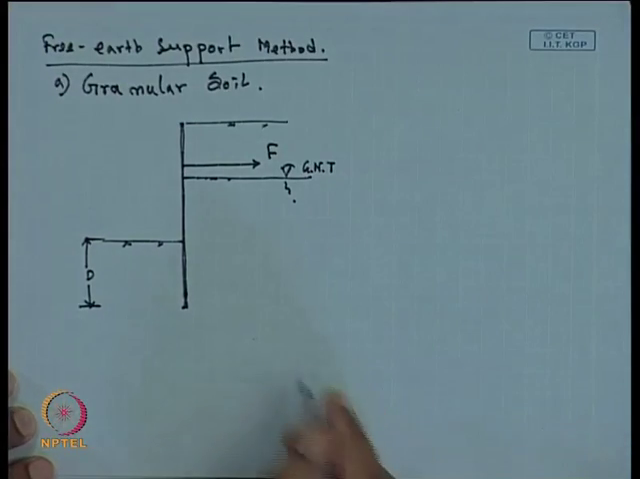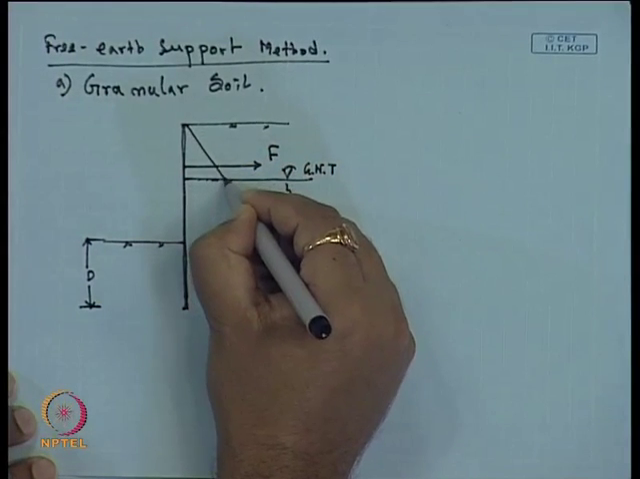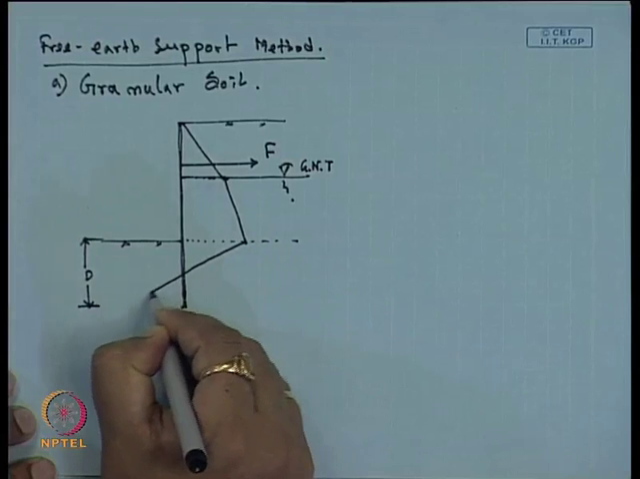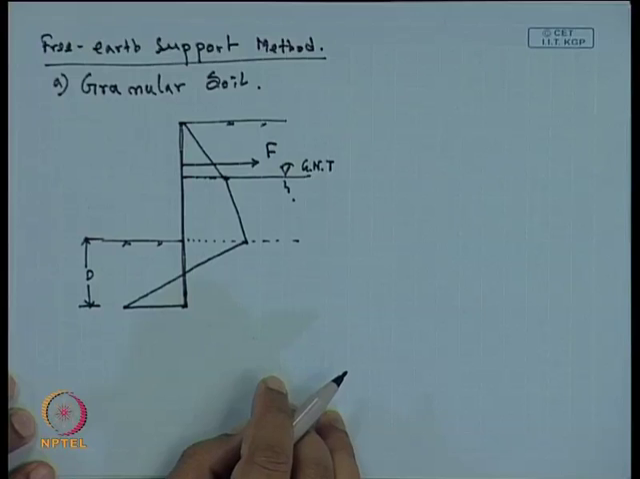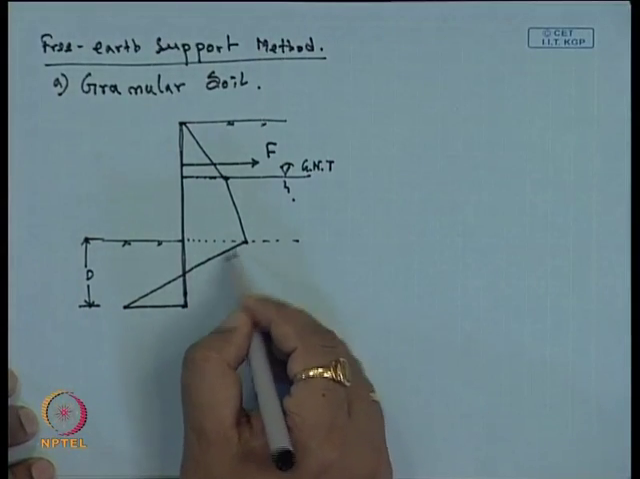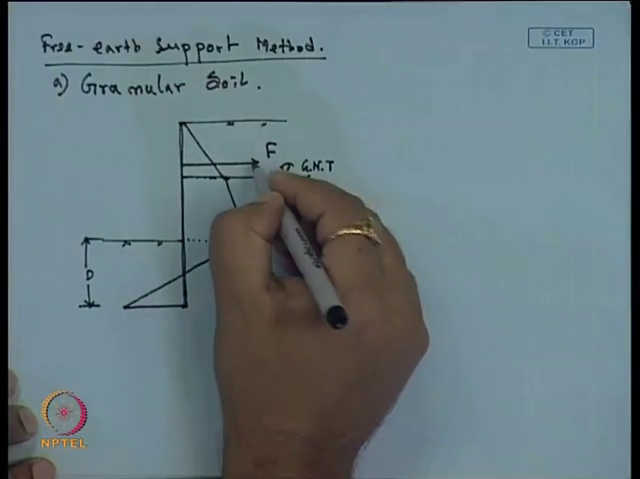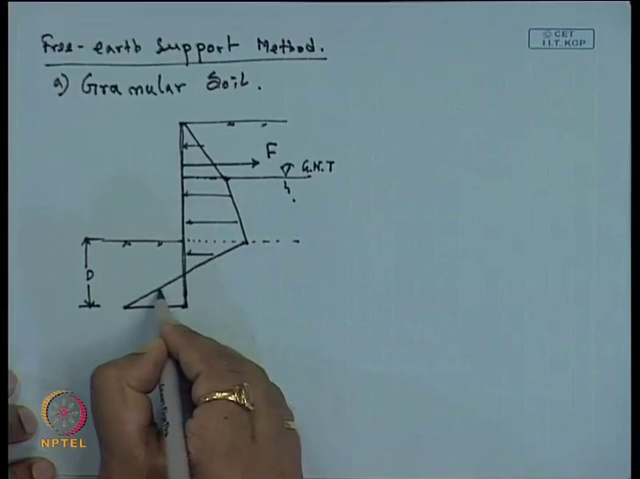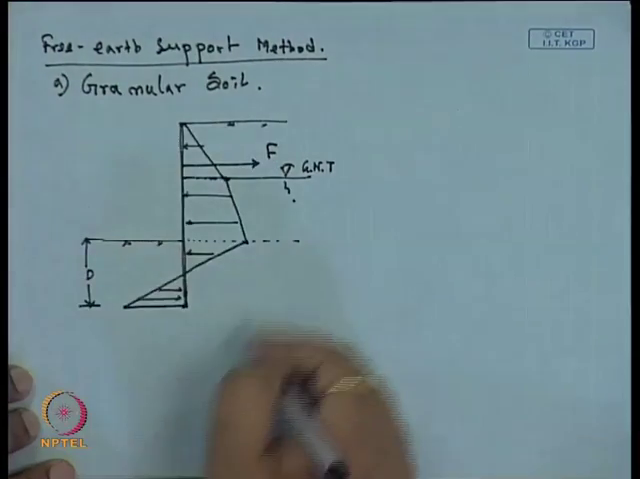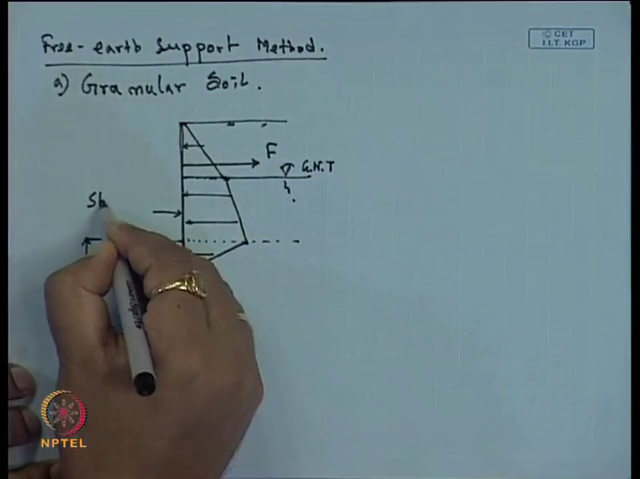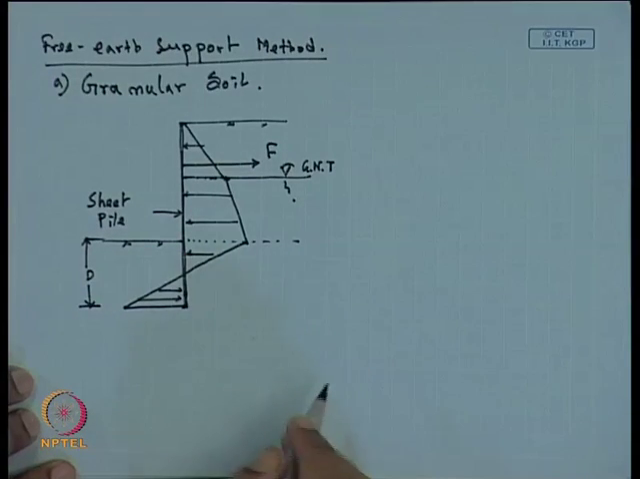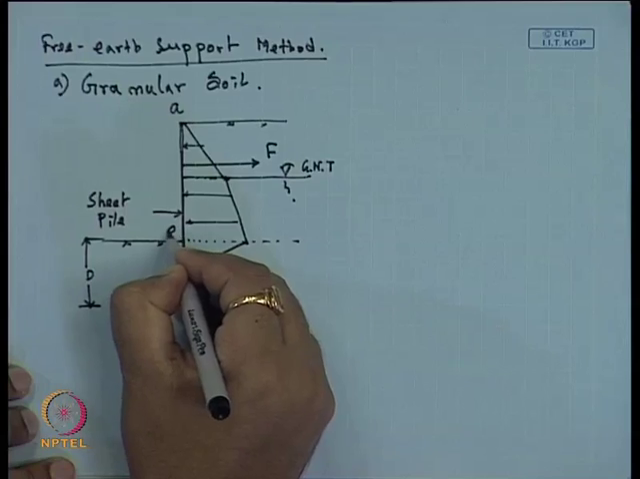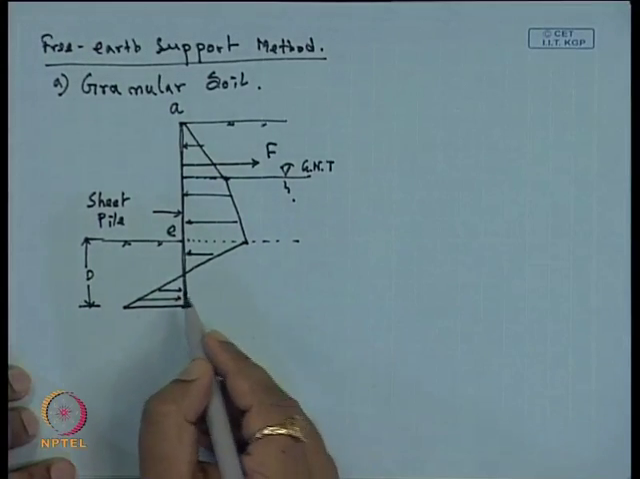Now, the load distribution diagram that we can draw would be the expected diagram. This is the earth pressure diagram corresponding to the active-passive combination. F is applied here, then this force will act in this direction and this will act in the opposite direction. This is the earth pressure diagram of the sheet pile. Now, these are the different positions. If this is A, the base is B, and this is the dredge level, E, we can consider these different components.